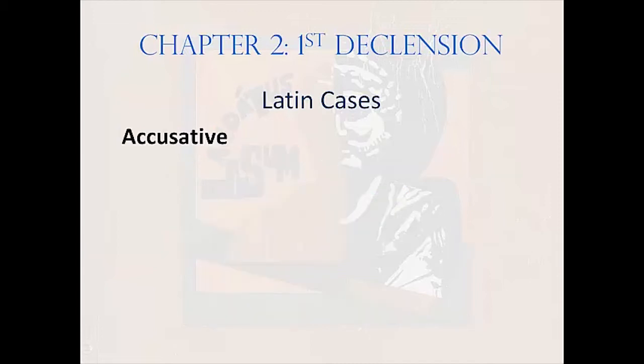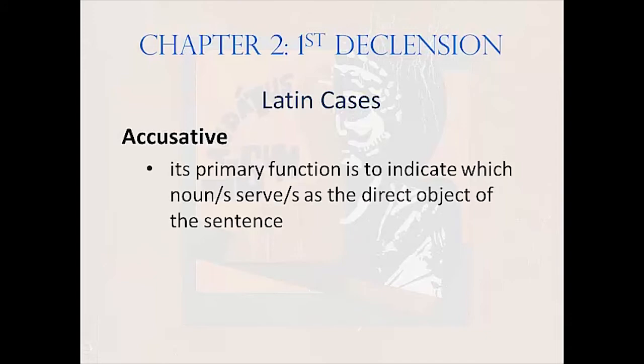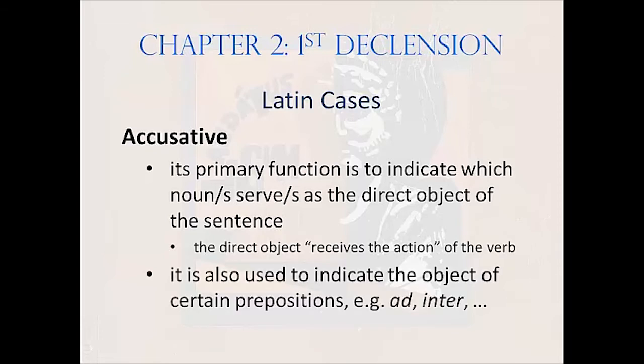The accusative case. The primary function of the accusative case is to indicate which noun serves, or nouns serve, as the direct object of the sentence. The direct object receives the action of the verb. The accusative case is also used to indicate the object of certain prepositions, like ad or inter. We'll learn more about these prepositions later.